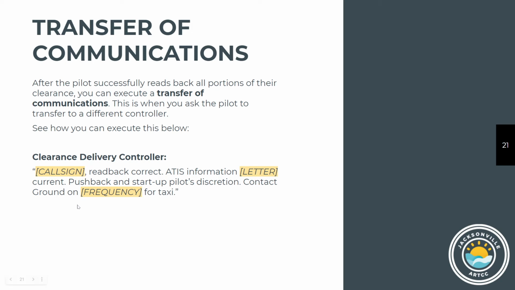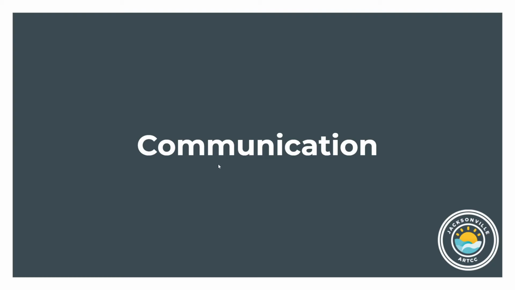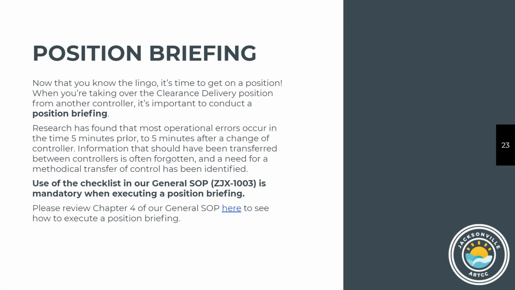And then contact ground on whatever the frequency is for ground. Now, if there's no ground, it might be contact tower on the frequency for taxi. Or it might be contact Jacksonville departure on 127.0 for taxi. Rarely it will be contact center on 132.9 or, I'm sorry, 132.9 or 2 for taxi. We don't say the very thousandth 5. We don't need to because it's automatic.